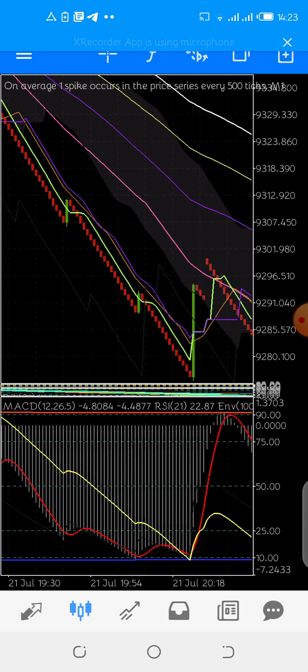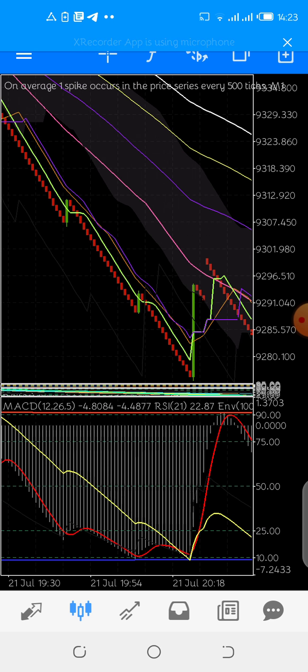Okay, as I told you, you can still use this strategy to catch spikes, but today I'm just focusing on growing a small account, which is selling boom and buying crash. Look at this, though it was not like a successful thing. Okay, I would have ignored that.